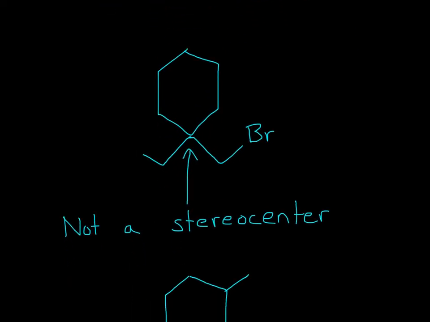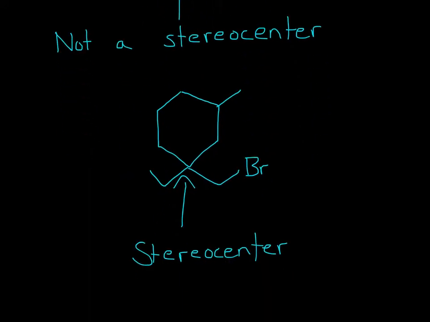So for this one, whenever you have a ring, this is technically 2 substituents, but no matter which way you go, it's the same because there's symmetry. If you go this way, it's the same thing, and if you go this way, it's the same thing. So because of that, these 2 substituents would be counted as the same, and this would actually not be a stereocenter.